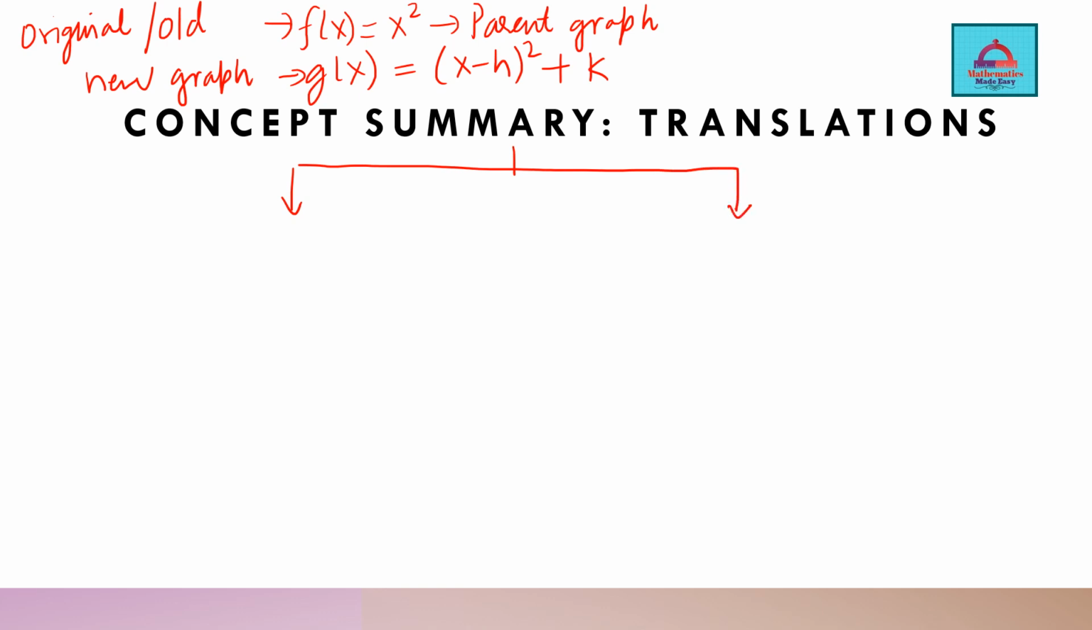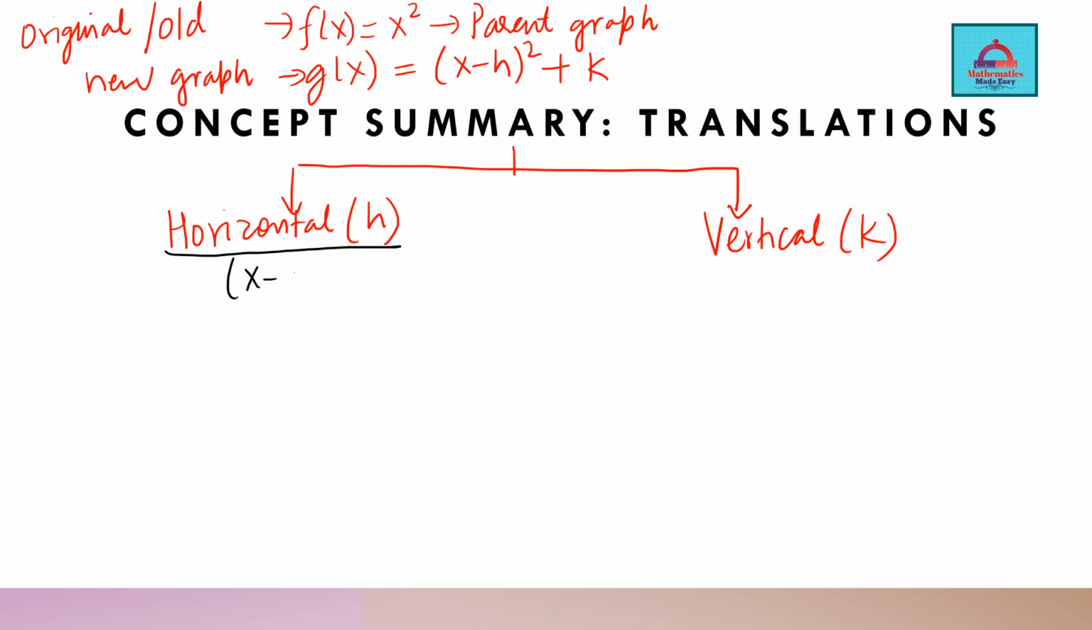The concept summary of translation. The students whom I've already taught know this, but I'm repeating it for other students in other schools who have not studied from me. So horizontal and vertical. These are the two types of translation. Maybe you've done this in your class. Horizontal translation depends on the value of h. Vertical translation depends on the value of k. Horizontal translation happens along the horizontal axis, so it is the x-axis. Vertical translation happens along the vertical axis, so the y-axis.